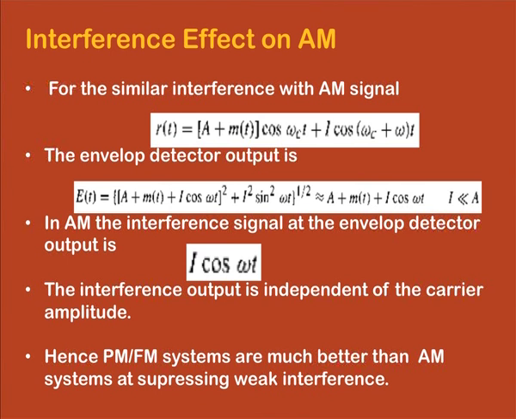If the interference amplitude is much smaller than A, then this value is going to be A + m(t) + I cos ωt. So, what we see is that the interference is directly added to the modulating signal in the envelope, and the effect of interference is independent of the amplitude of the carrier wave. So, we cannot suppress the weak interference, which was the case for FM and PM.